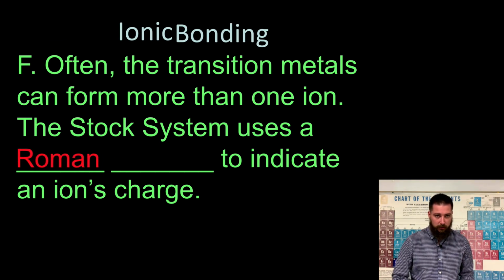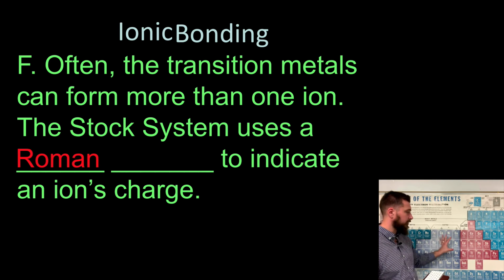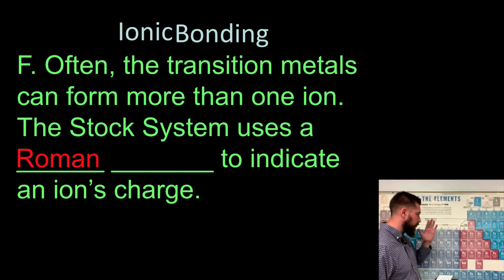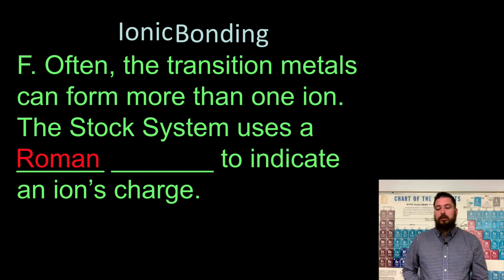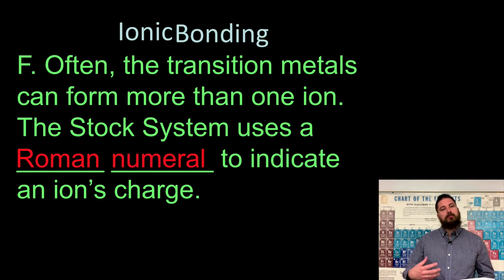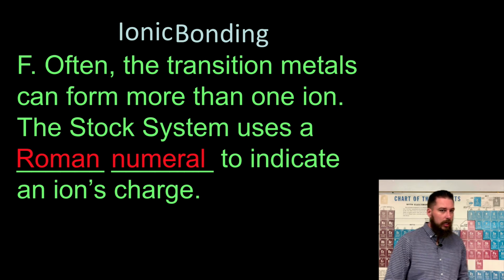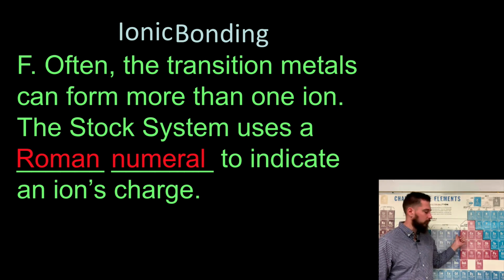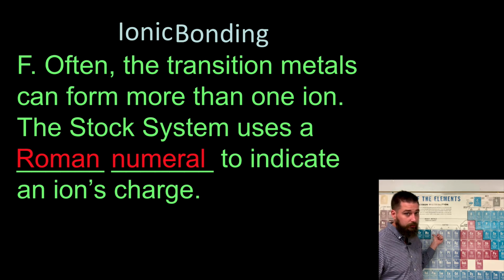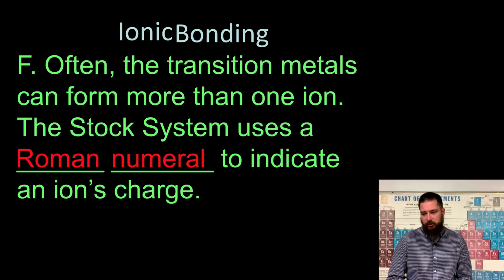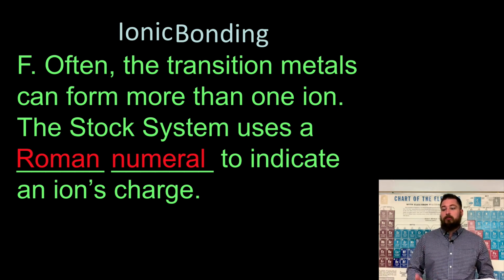Now, transition metals, which are these right here, the D block and the F block, but we're going to deal mostly with the D block, can actually form multiple ions. They have multiple charges. For example, copper can be a 2+ or a 1+. Iron can be a 2+ or a 3+. And there's some of them that can be 7+, and so on. Some of them have many different charges. So when we're dealing with transition metals, we will need to use a Roman numeral to indicate the charge.